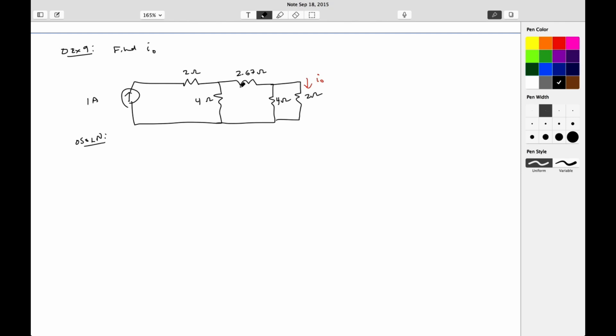Last example, example 9 for this review. Here's a problem that I created just for the review. What I want to do is find I naught through this 2 ohm resistor. The way to do that is to first find I here, the current through there, and then use current division.